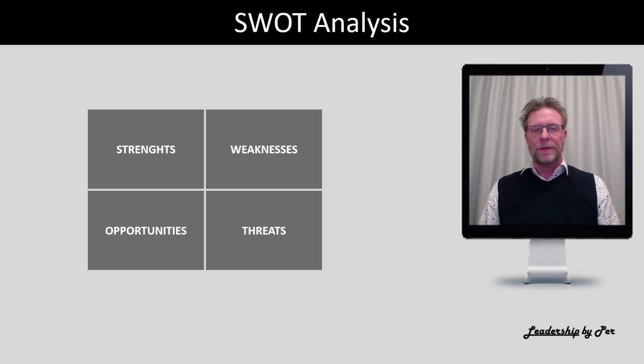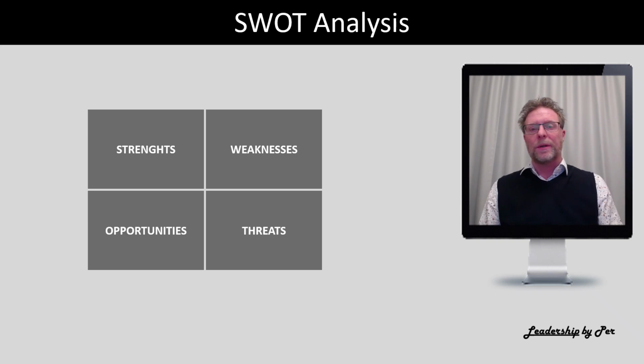The first quadrant is strength. These are the factors that work in our favor, things we are good at, capabilities we can rely on, or advantages we have. Identifying strength helps us understand what to build on and leverage further.